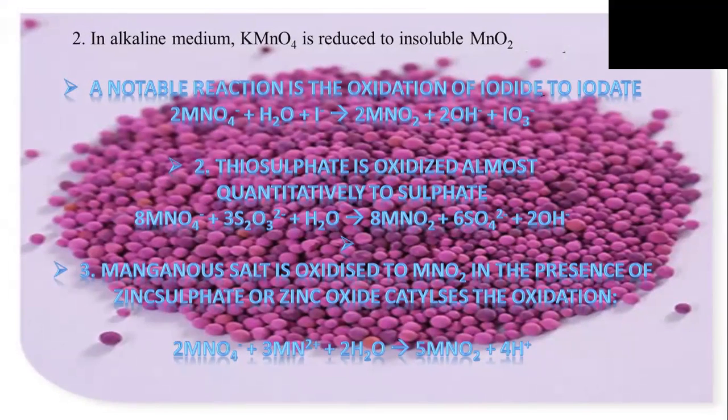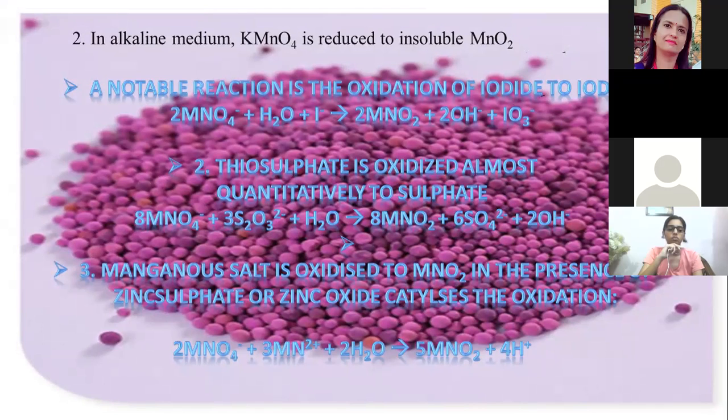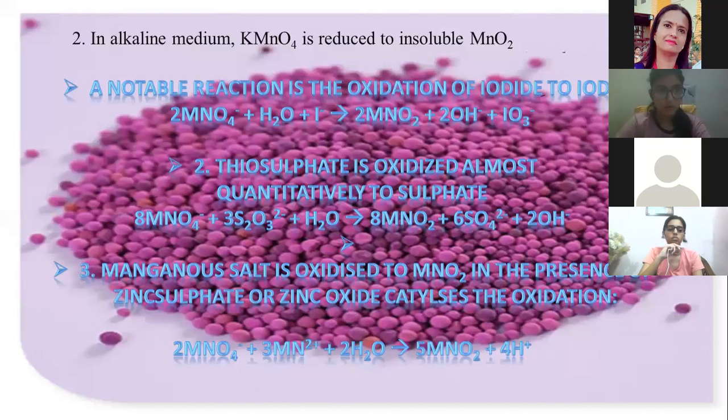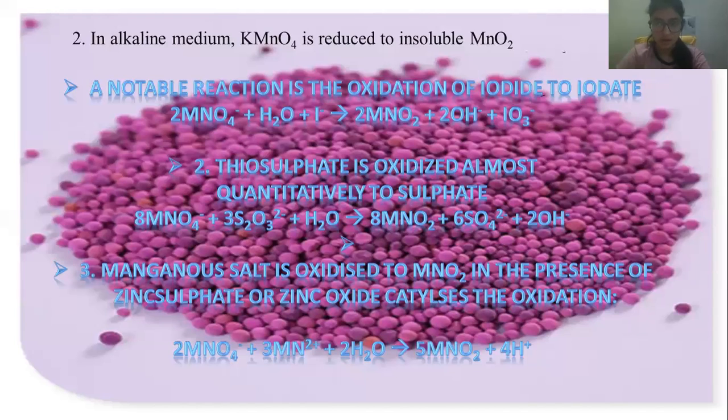In alkaline medium, KMnO4 is reduced to insoluble MnO2. A notable reaction is the oxidation of iodide to iodate. 2MnO4- plus H2O plus I- gives 2MnO2 plus 2OH- plus IO3-. Second, thiosulfate is oxidized almost quantitatively to sulfate. Third, manganese salt is oxidized to MnO2, and the presence of zinc sulfate or zinc oxide catalyzes the oxidation. Next.